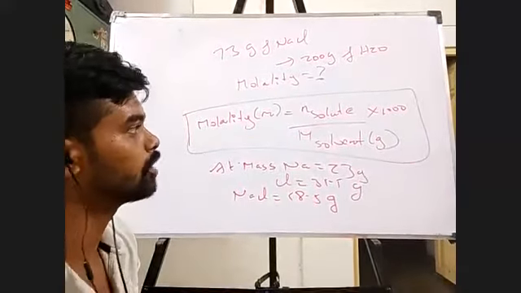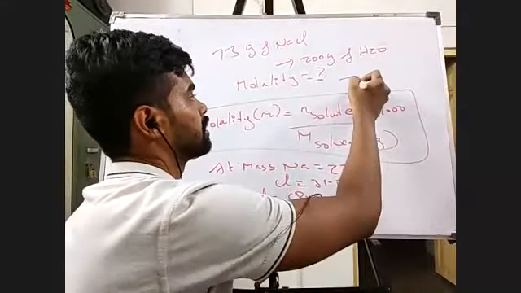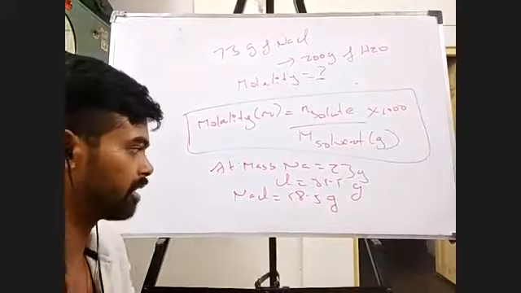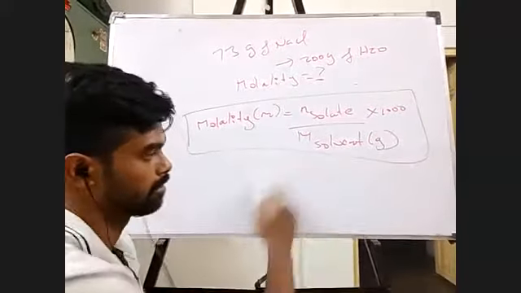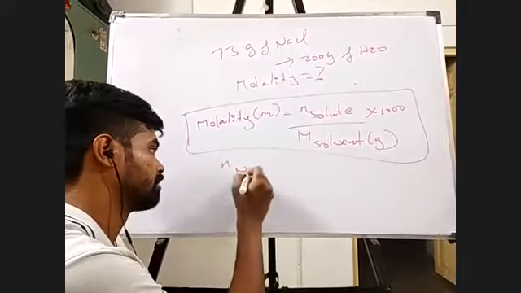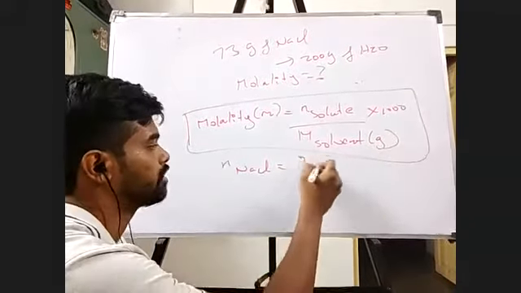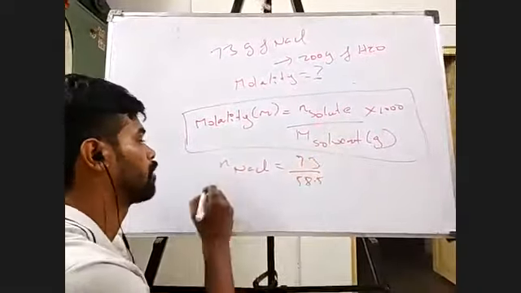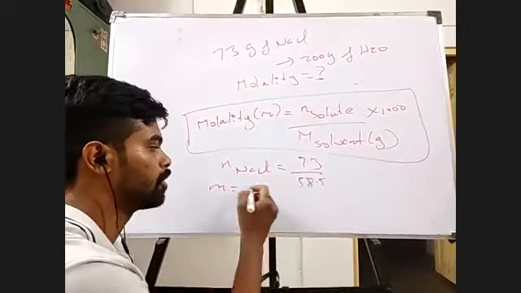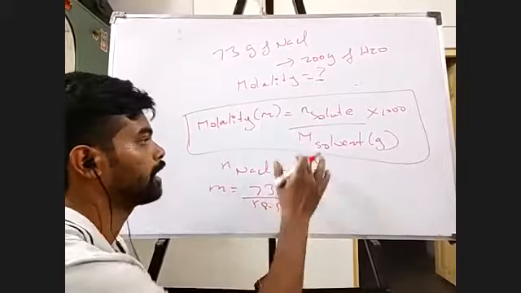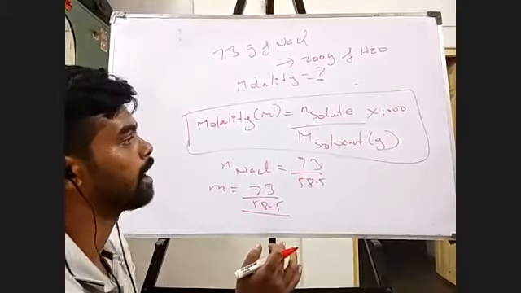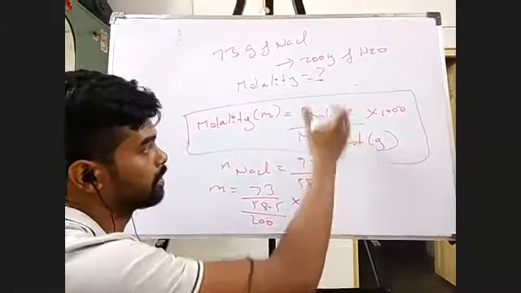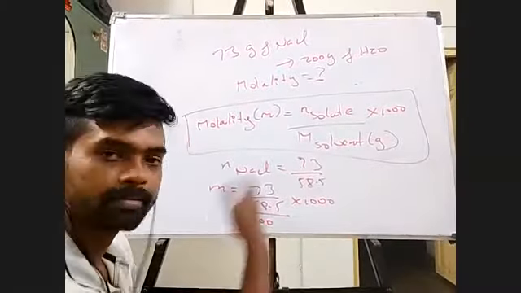So I can directly substitute now. First I'll find the number of moles of NaCl. The molecular weight of NaCl is 58.5, so the number of moles of NaCl would be 73 divided by 58.5. Okay, tough calculation, leave it. You can do the calculation later. Now go for the formula. Molality is equal to the number of moles, 73 by 58.5, divided by the mass of solvent, which is 200 grams, into 1000. Why 1000? Because it's given in terms of grams and not kg. That's it. This is how you find the answer.